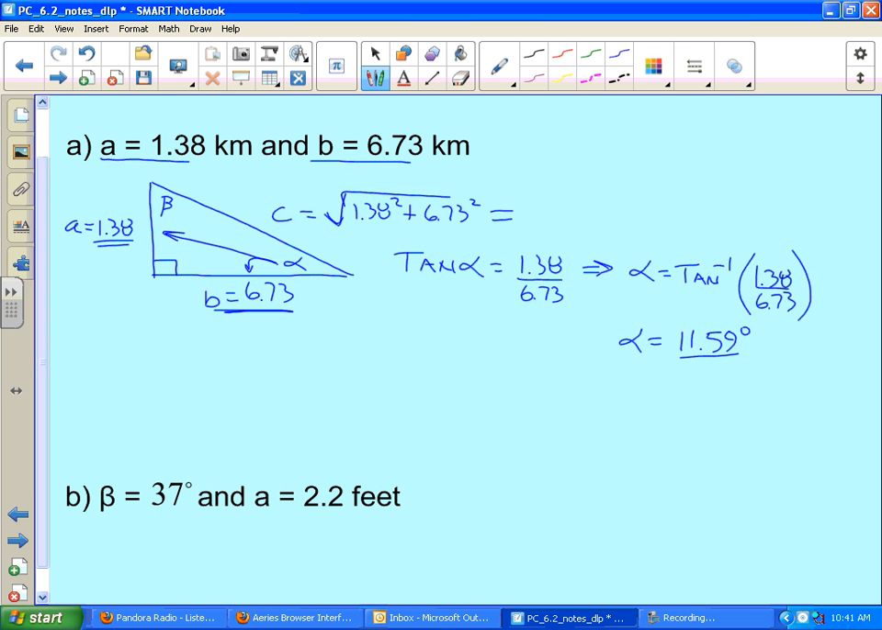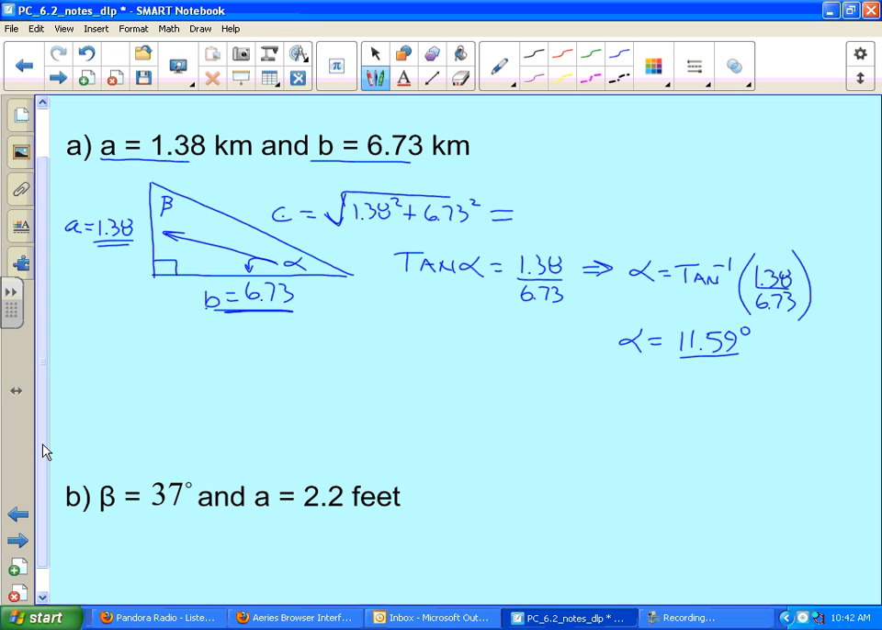1.38 squared, add 6.73 squared. It's the Pythagorean theorem. A squared plus B squared equals C squared. Wait, so can you not use a tangent or cosine? Can you not use a tangent or cosine or anything to find C? Yes, I can.